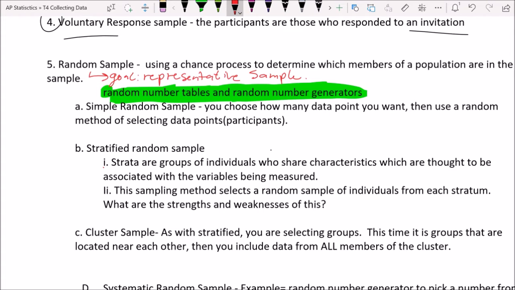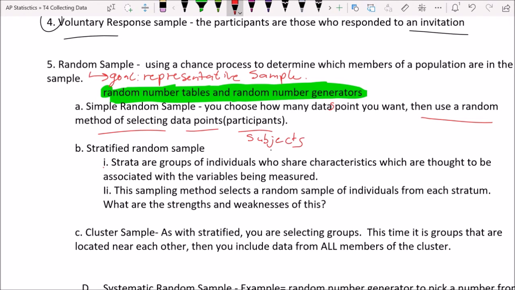Let's talk about simple random samples. This is a really common one, okay? What this is, we choose how many data points we want out of our population. We figure out what our population is, and then we use a random method of selecting where we're going to take the data from, the participants, or sometimes called the subjects.